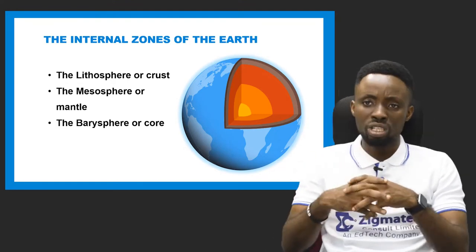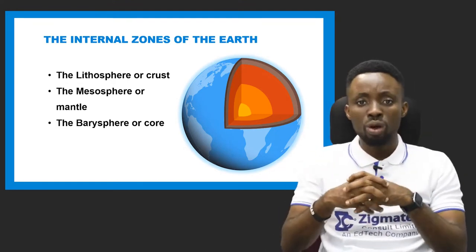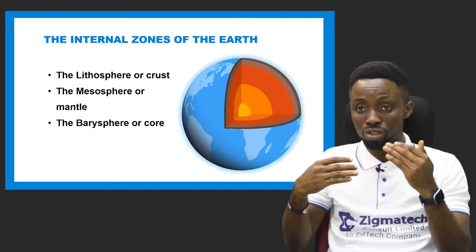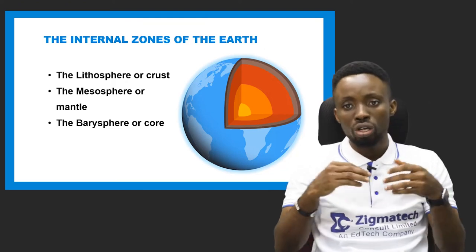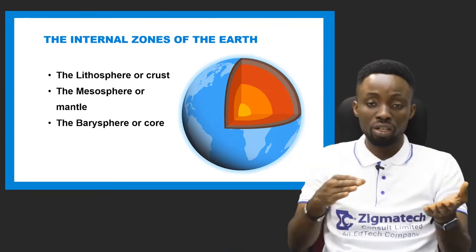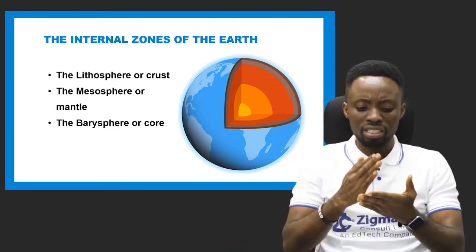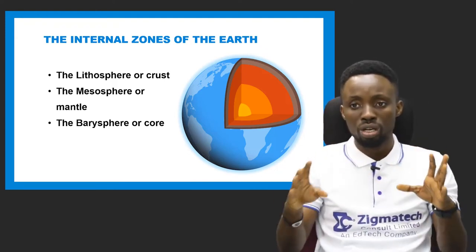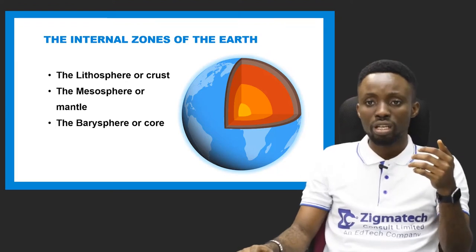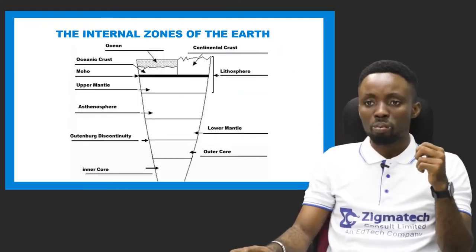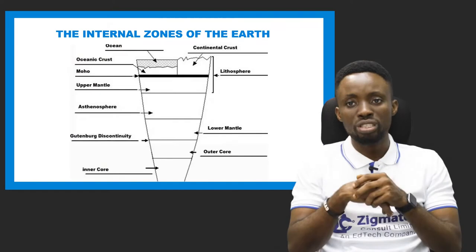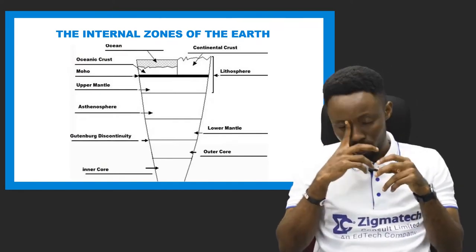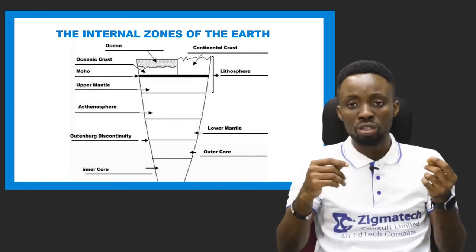And if you come down to the internal zone of the earth, where we have these three components, from the lower crust down to the inner core, we'll look at them one after the other, and they are actually separated by what we call discontinuity, and we're going to look at them during this lesson. So let's just look at it now. Now, if you look at the diagram on the screen, you'll see that we have the internal zones of the earth, and they are separated by what we call discontinuity.